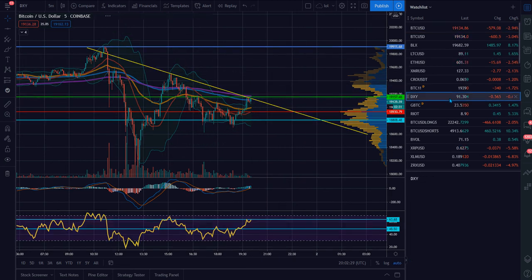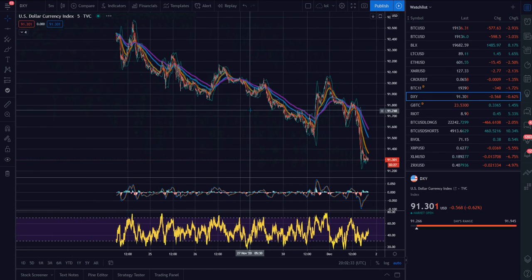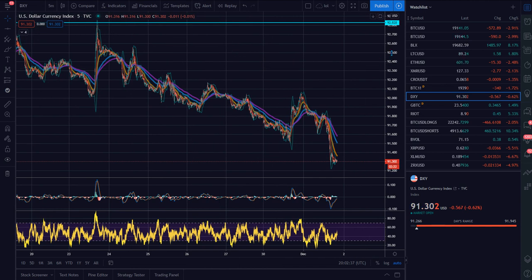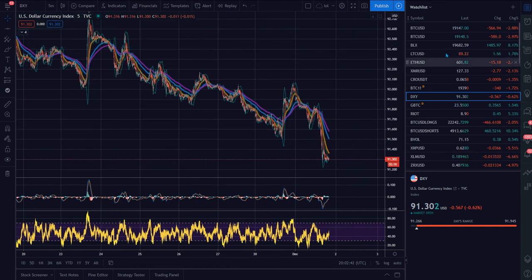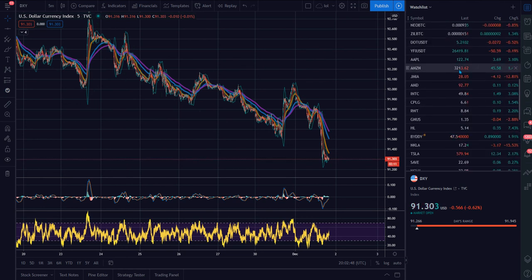Well, the DXY is probably the most popular reason why Bitcoin will go to 20K right now. It has blown past all of our lines. So it is dumping pretty massively, and Bitcoin's having a major bull run. Same with the stock market. You can literally buy any stock right now. Look at Amazon.